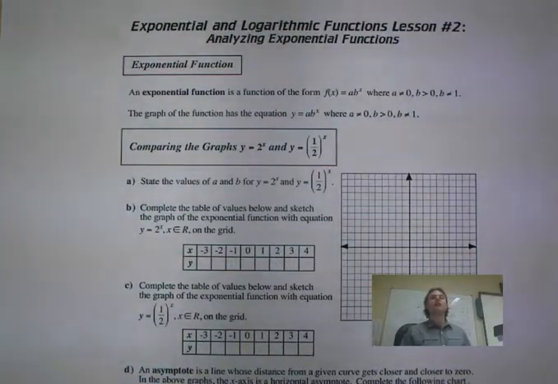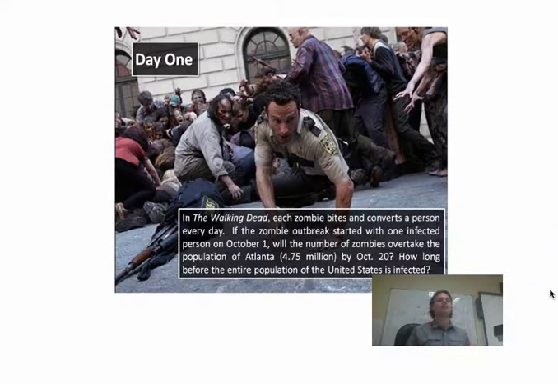Welcome back, Math 30-2. Today we're going to look at analyzing exponential functions. We're going to look at a formula and see how it graphs. So to start off and to help us think about it, I have a little opening activity here.